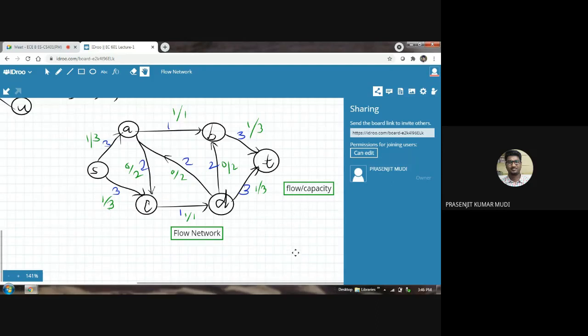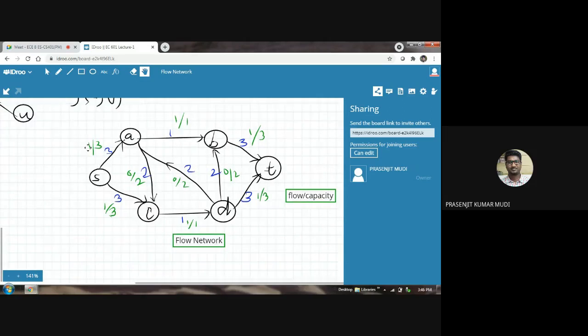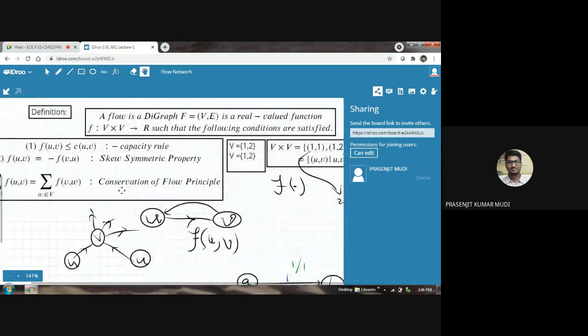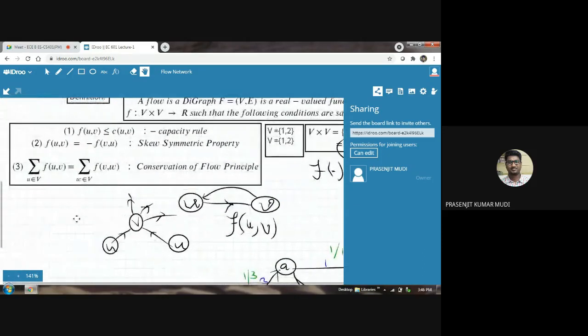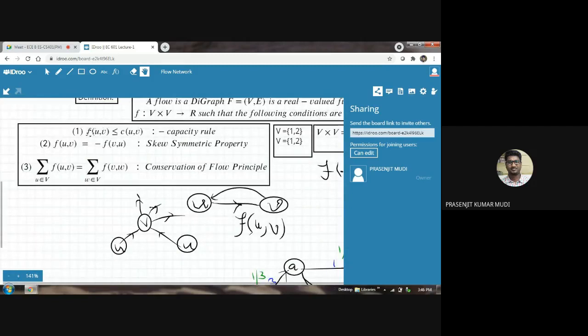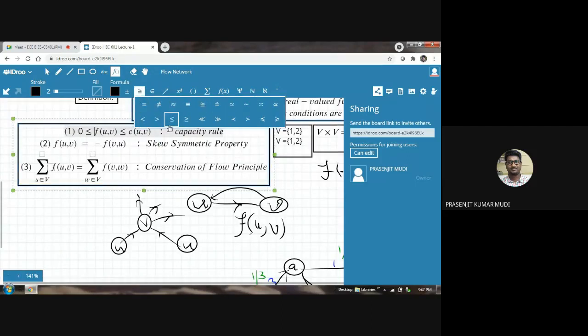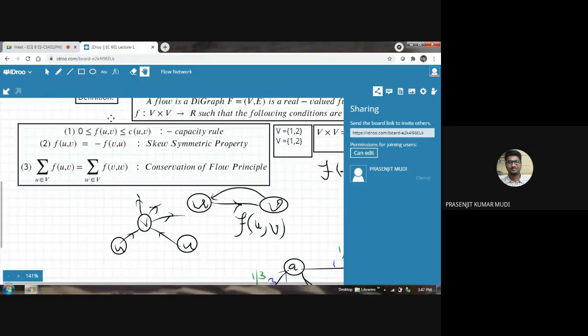Now, can you verify whether this is a flow network or not? That means, can you verify that all the conditions are satisfied? The three conditions. What are the conditions? First, any flow in an edge should be less than or equal to c of u comma v. Here more specifically it is... No, sorry, my mistake. It should be applied over here.